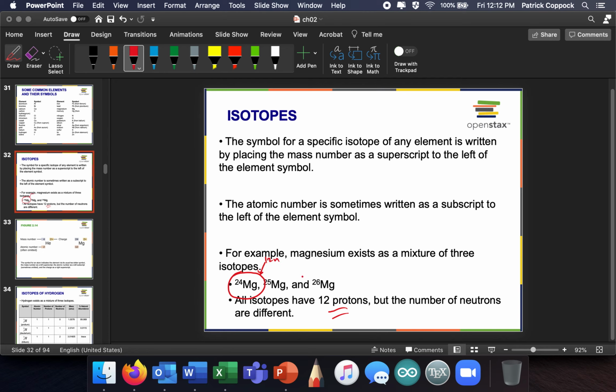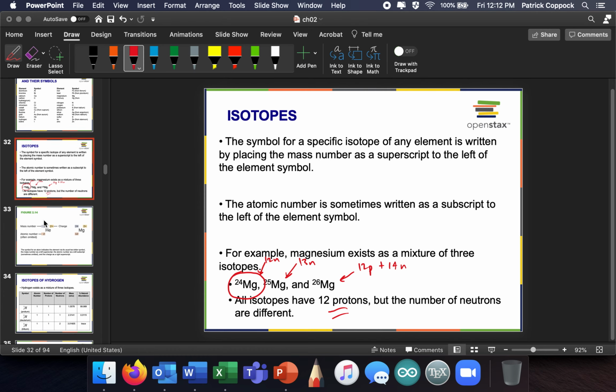Magnesium all has 12 protons, so magnesium 25 must have 13 neutrons. I'm not sure if I said that right. All magnesium atoms have 12 protons. Therefore, 25 must be due to the extra neutron, right? And the same here for this. Magnesium 26 has 12 protons, so it must have 14 neutrons, right? Because it's 26. All right, that's how we deal with that.